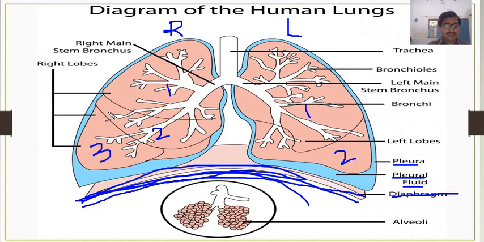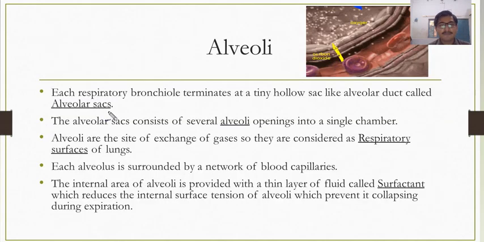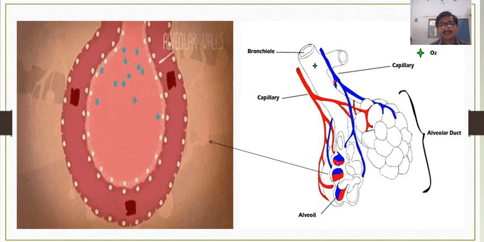Alveoli, the actual respiratory surface, are thin, moist and wet and have a large surface area. 8 million alveoli are present. Inside the alveoli, there is a chemical known as surfactant which prevents the alveoli from collapsing. We are going to see its structure.